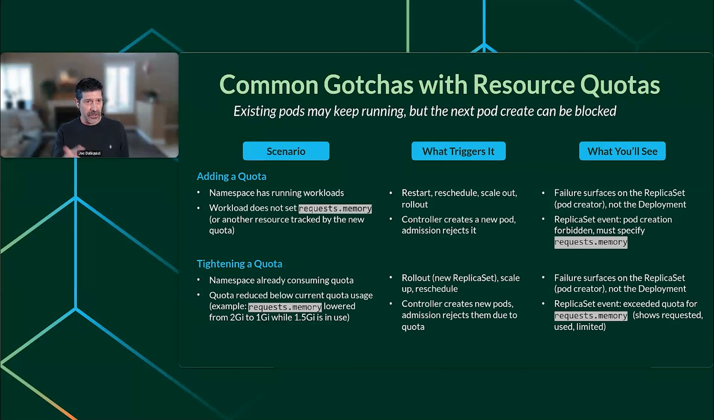Some of the things that can trigger adding a quota: a restart, a reschedule, a scale out. On the side of tightening a quota, it could be a rollout or scale up or reschedule. And some of the failures or the changes that you don't want that you might see, you can find under those bullet points there. Either if it surfaces on the replica set or at pod creation, you're going to get some failures as well. We can go to the next one.